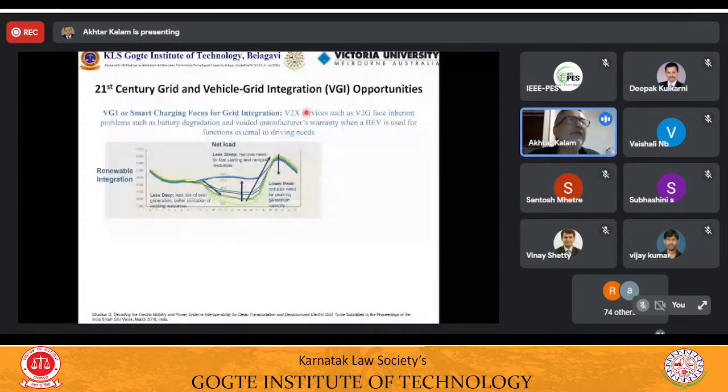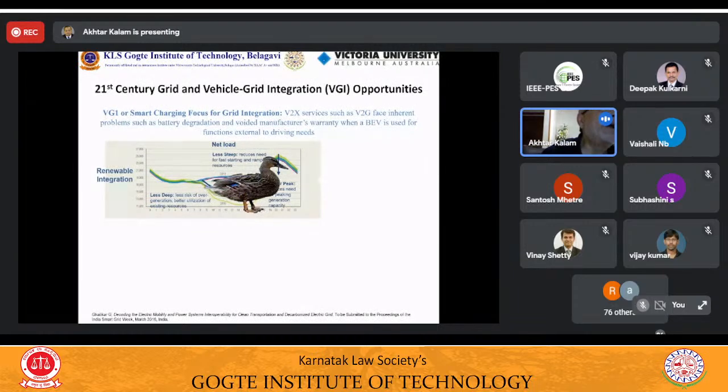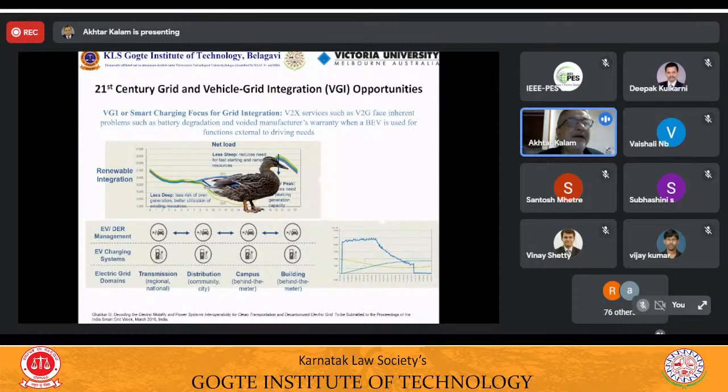And that's what I'm doing nowadays with my IoT, that can face inherent problems like battery degradation and avoided manufacturer's warranty when a battery electric vehicle is used for function which is external to driving needs. That will come. So look at that. When I look at this, this is my classical duck curve, and this is how the point will be. That will be when there will be lower peak. So this is your classical duck that I was talking to you about. Okay, this is my peak. That's when there's a peak generation. Okay, so you can see my various types of EV and DER management.